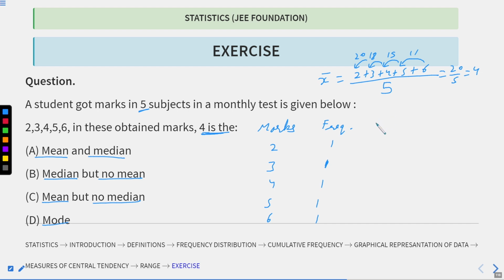The number of terms n is equal to 5, which is odd, and for the odd case the median is (5 plus 1) divided by 2, which is 3. So the third term will be my median. First term, second term, and third term. The third term is also 4. So indeed the first option is correct, that is, 4 is the mean and median.